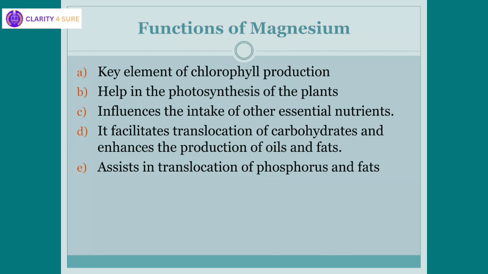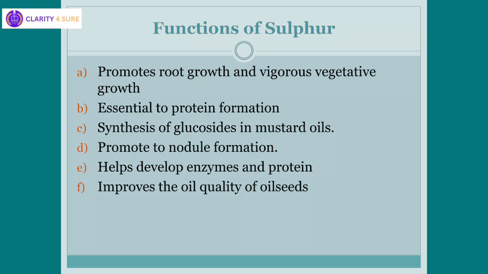Magnesium. It is a constituent of chlorophyll. It increases photosynthesis and regulates uptake of nutrients. It also promotes the formation of oils and fats. It also assists in translocation of phosphorus and fats. Sulfur is essential for protein formation. It helps in synthesis of glucosides in mustard oils. It also promotes nodule formation.